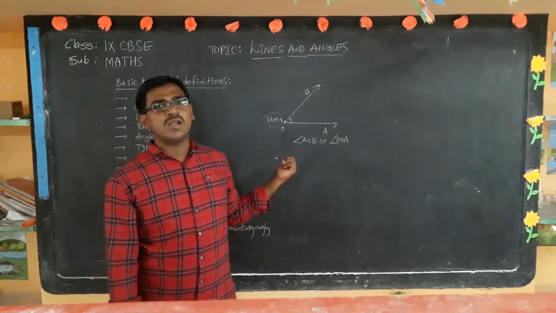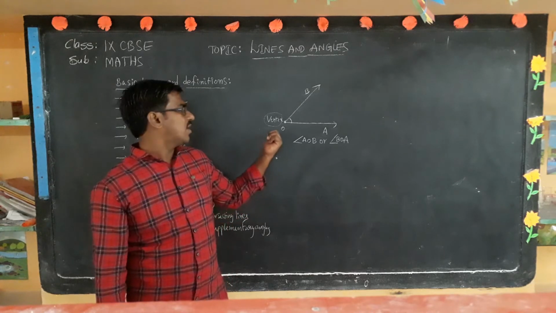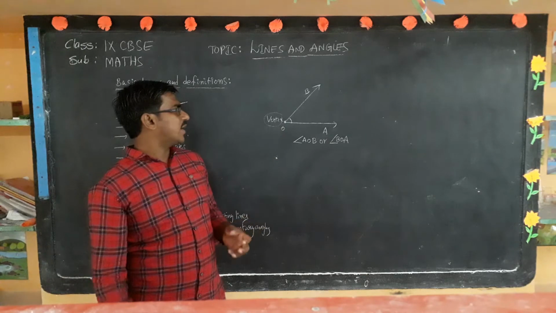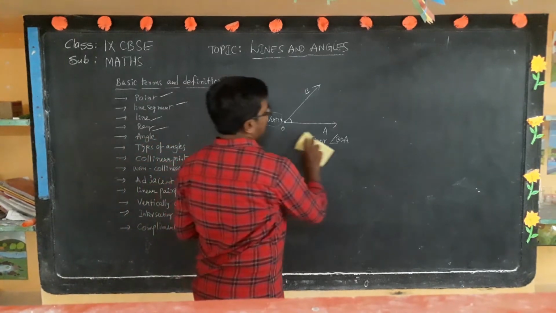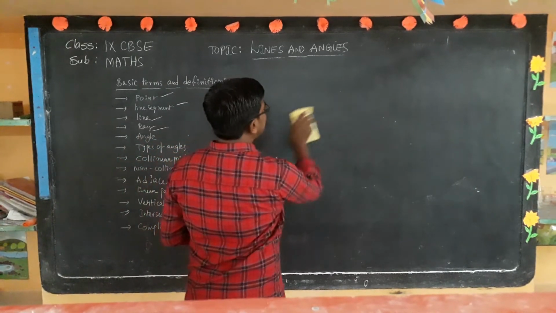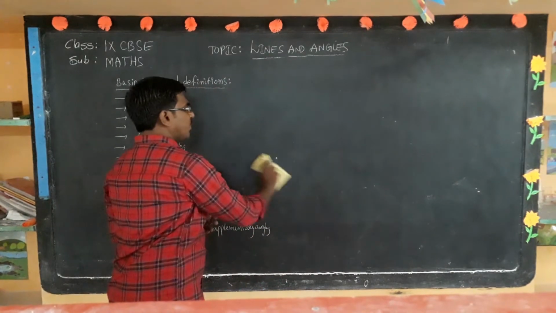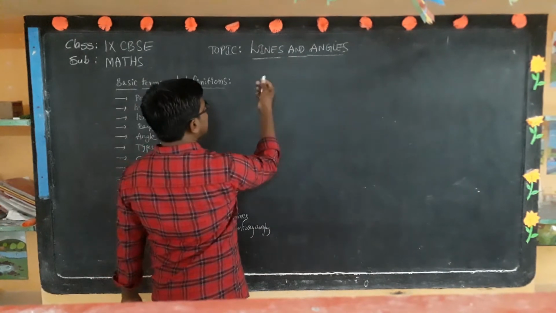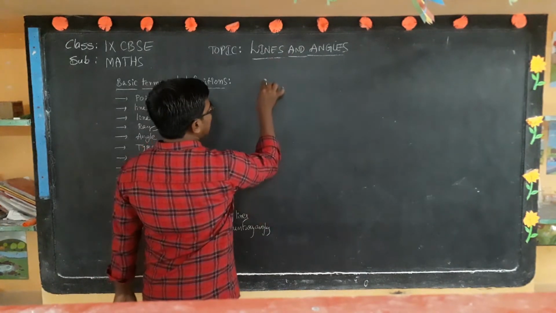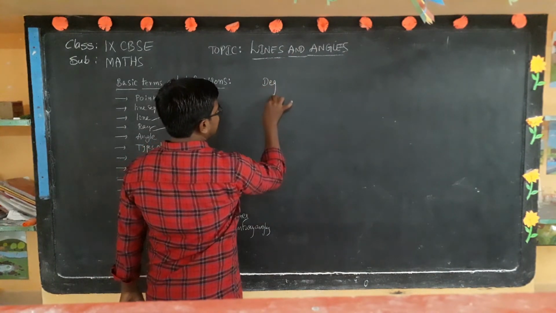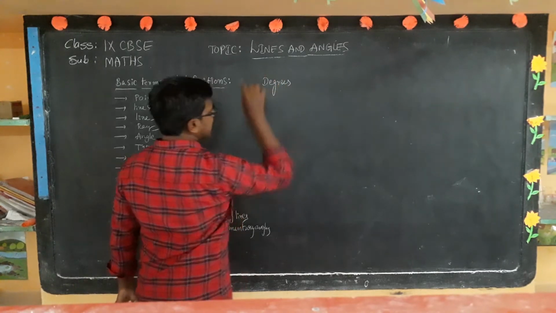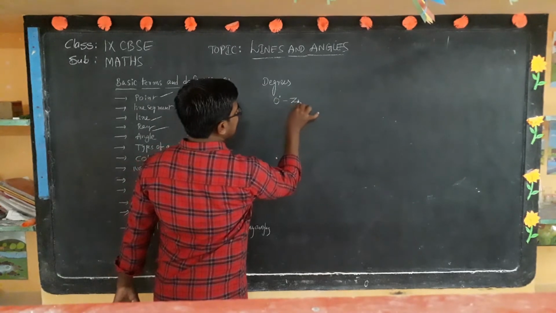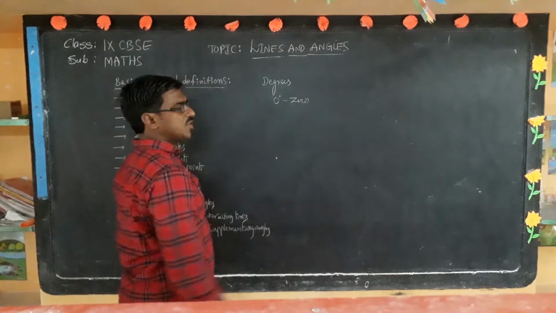So an angle is the union of two rays having a common endpoint, and that common endpoint is known as the vertex of the rays. In angles we have different types. Based on the measure, and we measure angles in degrees, if the measure is 0, we call that a 0 angle.